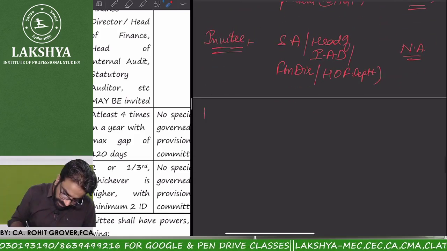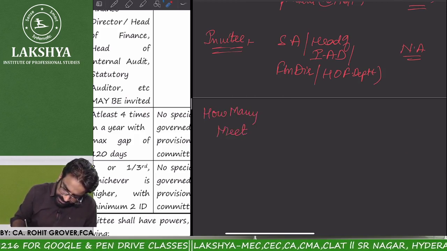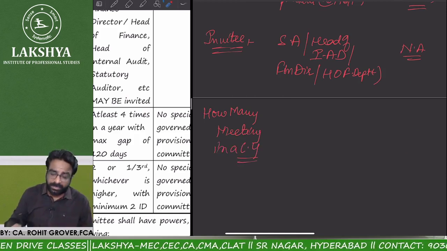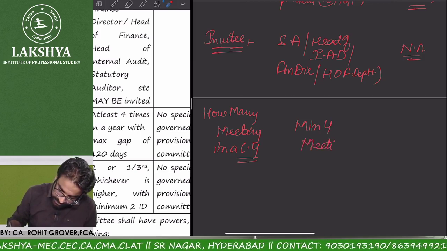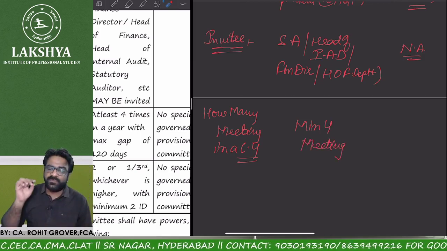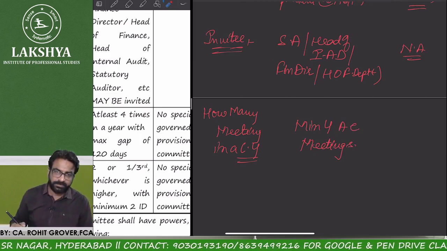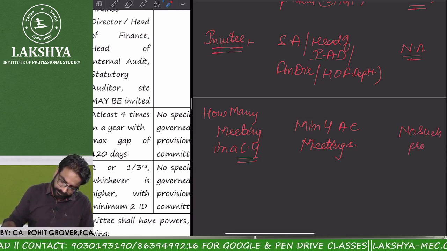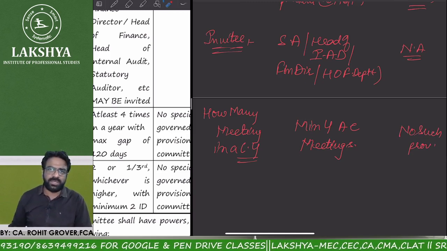Next point, how many meetings in a calendar year. Now here, minimum 4 meetings. Minimum how many meetings? 4 meetings of audit committee. 4 audit committee meetings are required. And here, no such provision. As many as you can do. Less than 4 also you can do. Nothing is specified in the Companies Act.